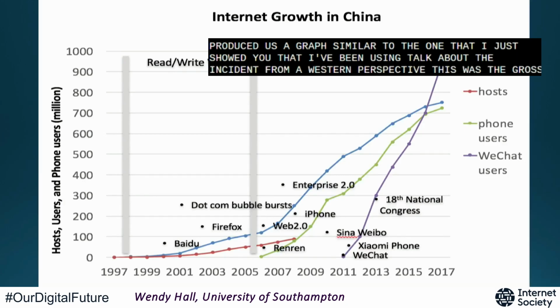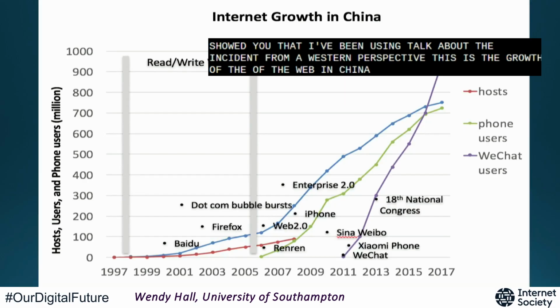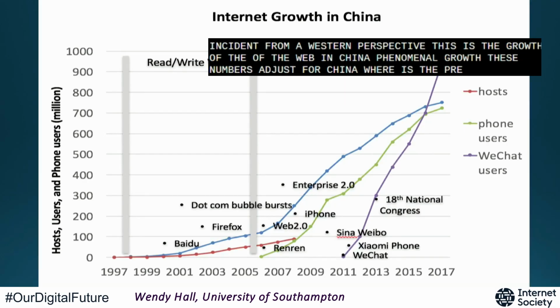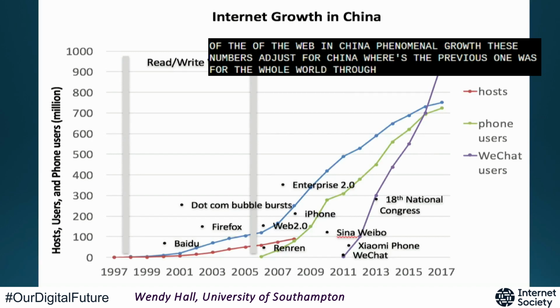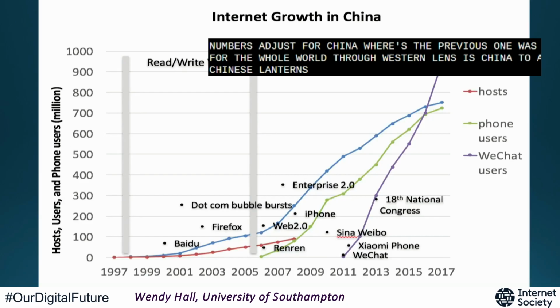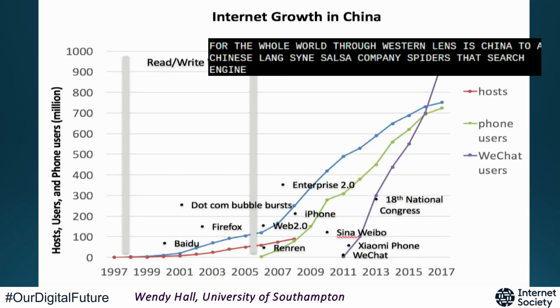This was the growth of the web in China. Phenomenal growth. These numbers are just for China, whereas the previous one was for the whole world through a Western lens. This is China through a Chinese lens, same sorts of companies. Baidu's their search engine. We had RenRen and we had Sina Weibo.